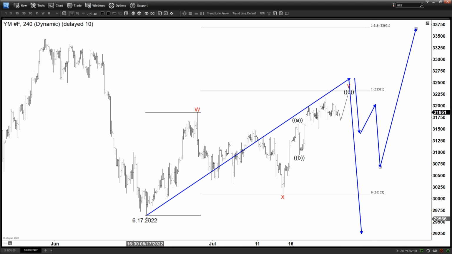Now within the first leg, it doesn't look very clear whether this is a 5 waves or not, but I can easily call this an ABC zigzag as well. So for now we're calling this a 3-wave rally. Again, assuming this is corrective, we shouldn't go to 33,691. We should fail in this area, and then either we go to a new low or we go into a 3-wave pullback. We're going to soon be finding some sort of resistance in the Dow futures here. So that's the update for today.